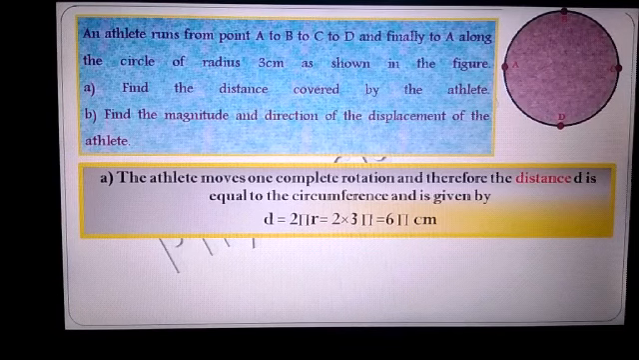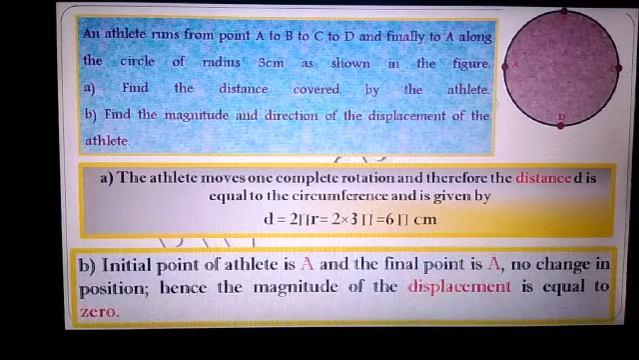So the distance is equal to the circumference. And we know that the circumference of a circle is 2 pi r. So therefore distance is equal to 2 pi r. Here r is the radius. 2 into radius, which is given as 3. So the answer will be 6 pi centimeter. The value of pi we will take as 22 divided by 7 or 3.14.